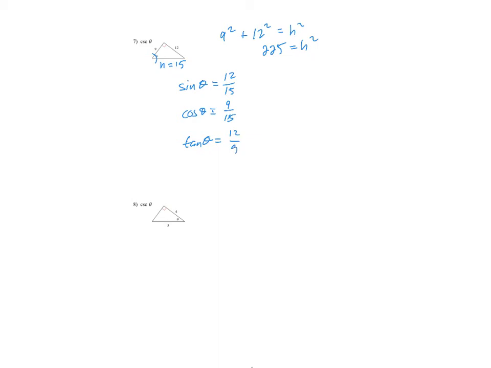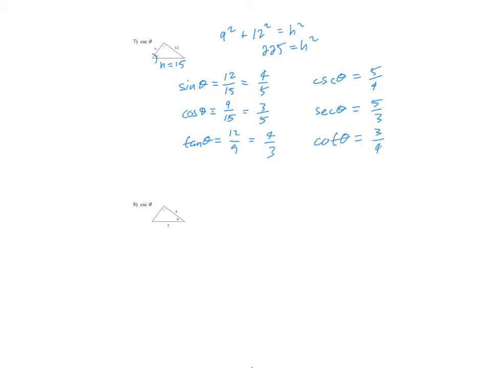And that reduces. So reducing these fractions, again, common factors are 3. We're going to get 4/5, 3/5, and 4/3. Reciprocal of the sine is a cosecant, so that will be 5/4. Reciprocal of the cosine is the secant, and that will be 5/3. Reciprocal of the tangent is a cotangent, so that will be 3/4.